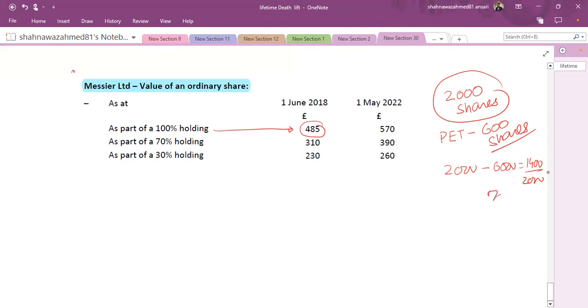It's 70%. Now the holding is 70%. These two values are relevant.